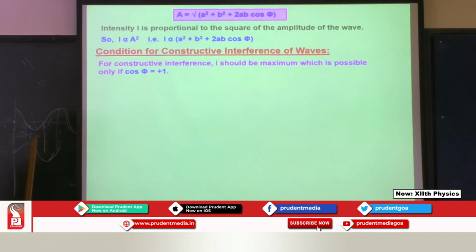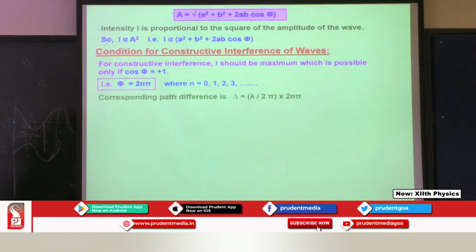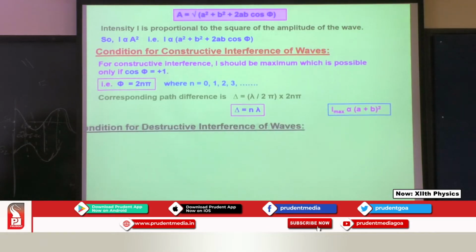Now when you consider here phi is equal to 2n pi, actually we have a beautiful explanation and derivation. We don't have this, so I am just skipping over and only giving you the formula. Phi is equal to 2n pi and the path difference is equal to n lambda. I will tell you what path difference is after the explanation. Now, here I maximum is (a plus b) square, that is also we don't have.